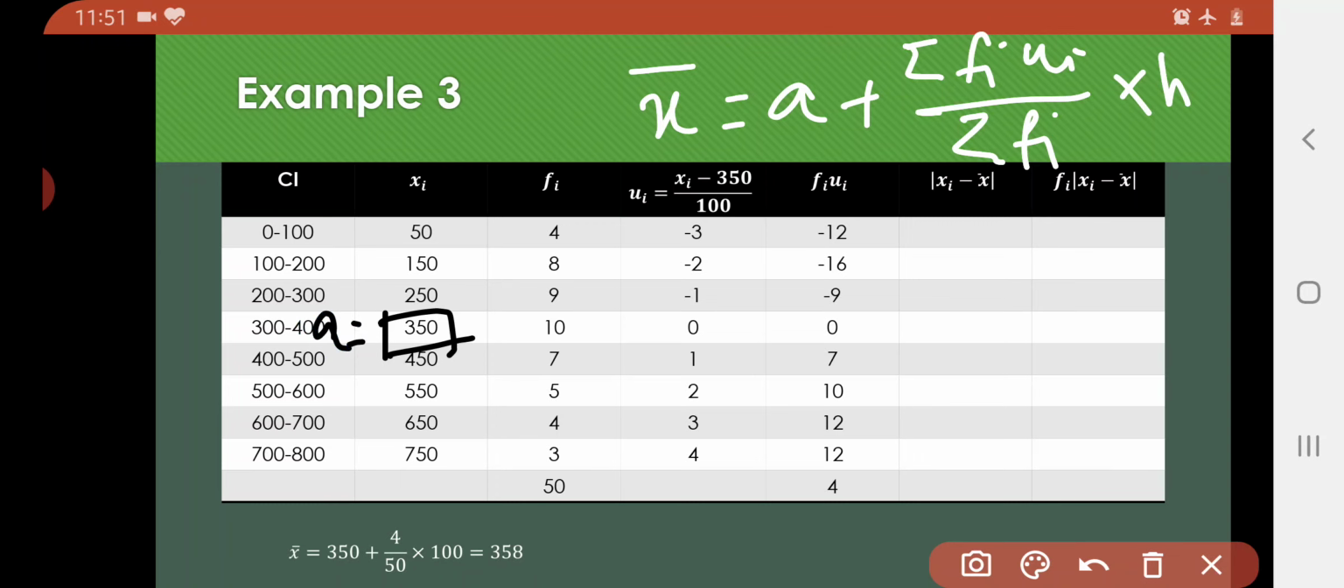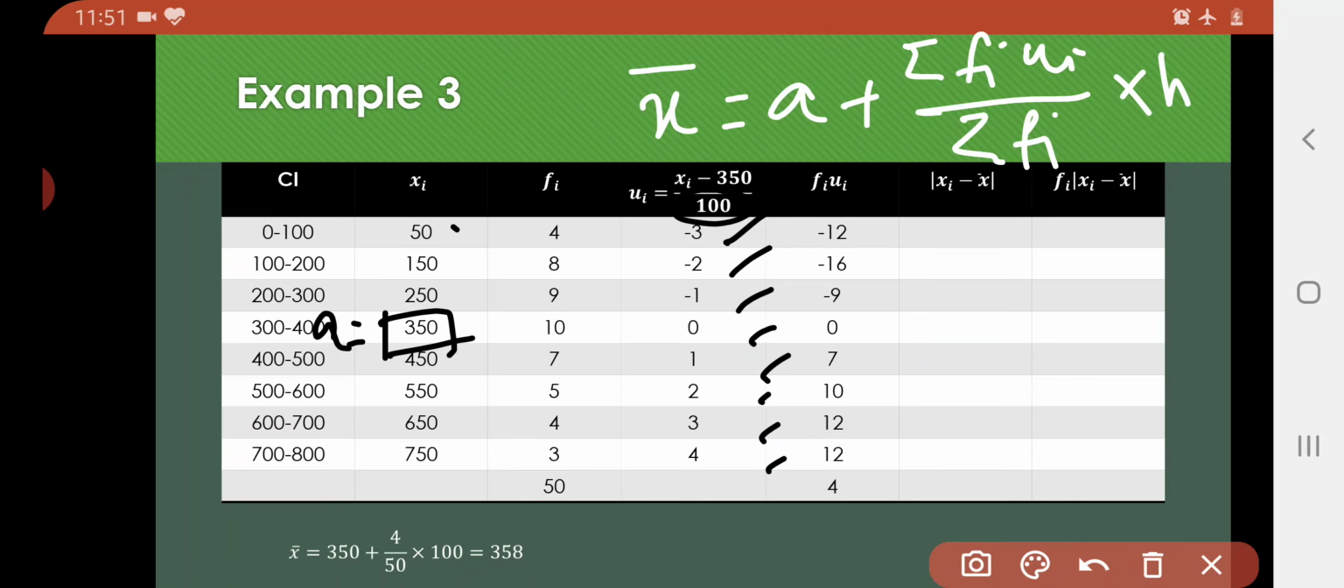And what is h? H is 100. 100 is the scaling factor. So you see 50 minus 350 is -300. Minus 300 divided by 100, that gives you -3. Similarly, it is -2, -1, 0, 1, 2, 3, 4. So understood how to calculate the ui's? You should know this, but still I am explaining.